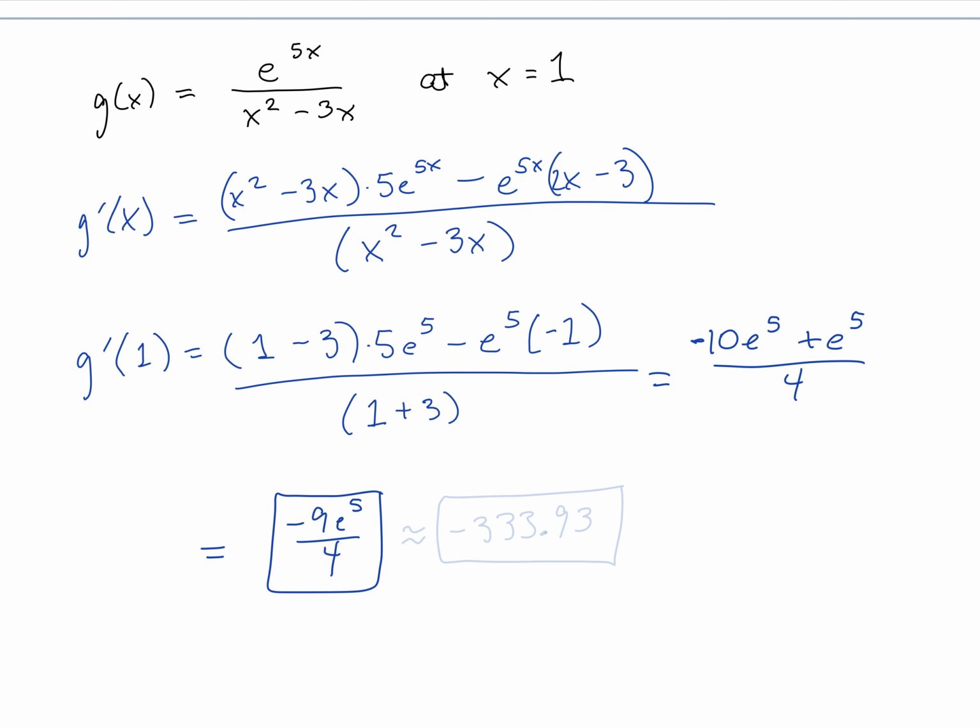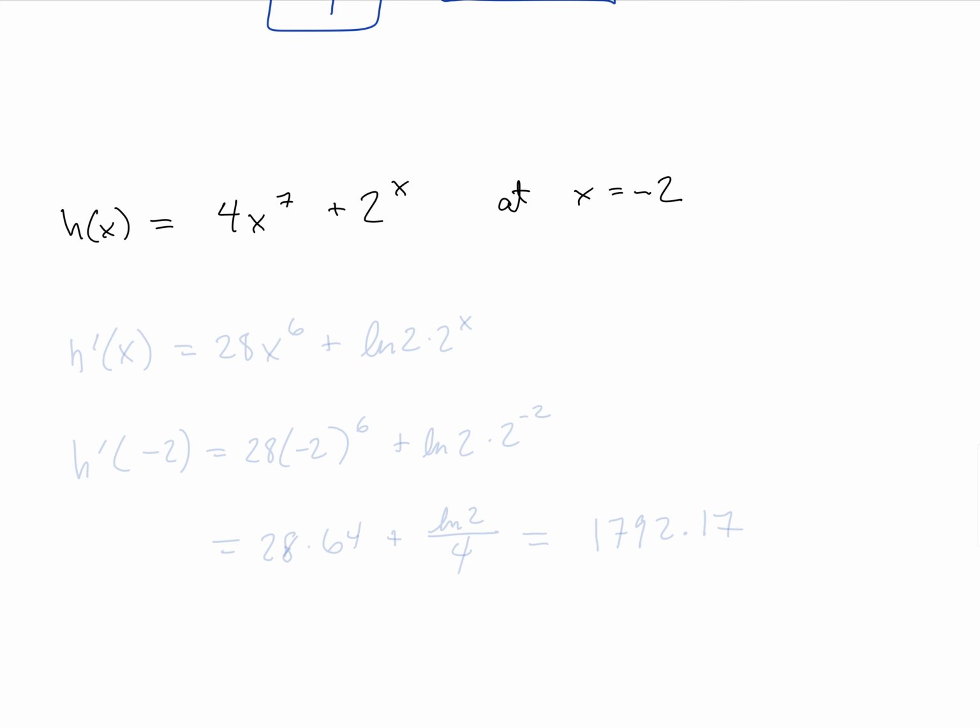We can leave it in that form if we wish, or we could plug that value into a calculator to get an approximation. This ends up being negative 333.93, an approximation rounded to 2 decimal places for that value. For our next function, we've got h of x equals 4x to the 7th plus 2 to the x.